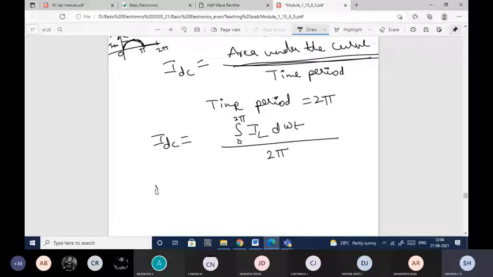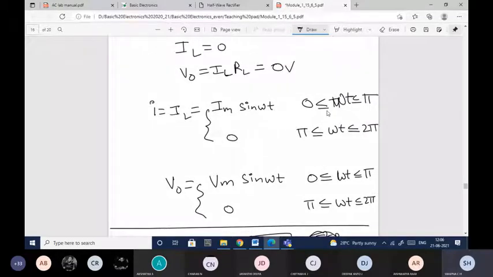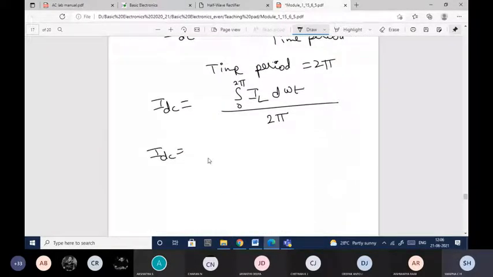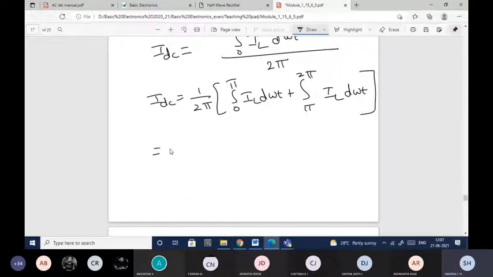If you observe, from 0 to pi I have one thing, and from pi to 2 pi I have something different. From 0 to pi I have Im sin omega t, and from pi to 2 pi it is 0. So I need to split the integration here. I can write 1 by 2 pi, since it is constant, let me take it out. I'll write 0 to pi IL d omega t plus pi to 2 pi IL d omega t. I need to just split the integration in this way.